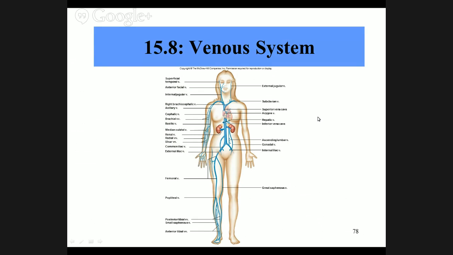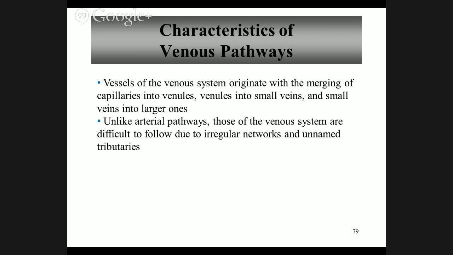And another slide of the venous system. The veins run almost in sync with the arterial structure. Characteristics of venous pathways. The vessels of the venous system originate with the merging of capillaries and venules, venules into small veins, and small veins into larger ones. Unlike the arterial pathways, however, those of the venous system are difficult to follow due to the irregularity of the networks and unnamed tributaries.